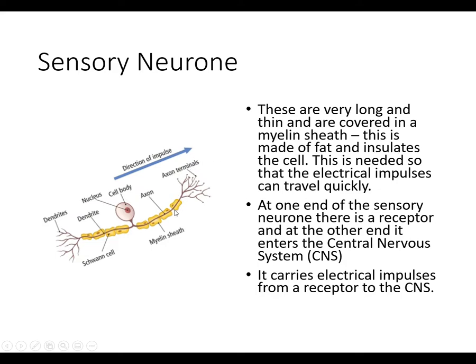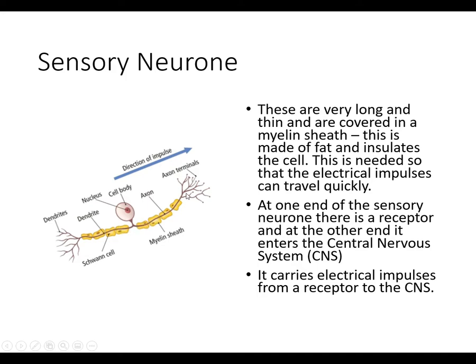This will be inside the central nervous system. So this will go essentially to the closest part of your central nervous system. It could be your brain, it could be your spinal cord, whichever bit happens to be closest. We have a very long, very thin axon, and the electrical impulse travels all the way along here.